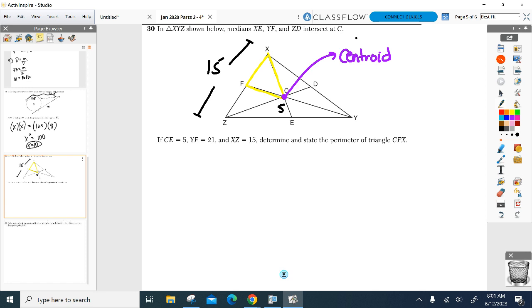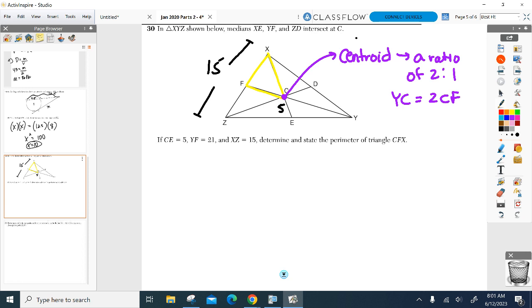And the special fact about the centroid was it broke any median. Any of these 3 medians now are broken up into a ratio of 2 to 1. So this part, for instance, YC is double the length of CF. So YC equals 2 times the length of CF, and I could do that for all the medians now. That's called a centroid. One piece is double the other.